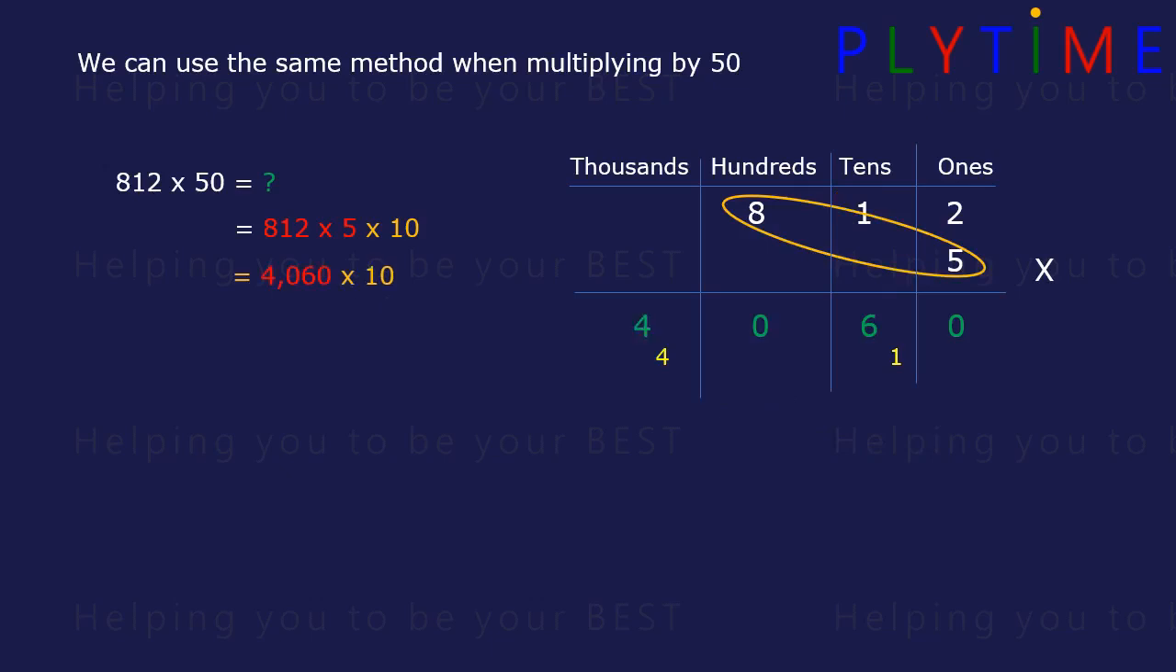Now we just multiply that by 10. Again, it's a whole number, so we add a 0 on the end. We end up with 40,600.